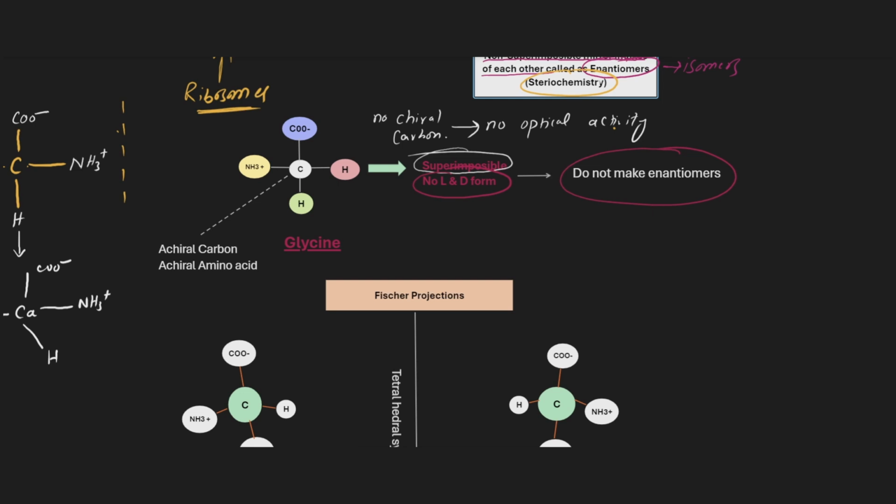So out of the 20 amino acids, glycine is an exception because it has no chiral center. It doesn't exhibit any optical activity. It makes superimposable mirror images, so its L and D forms are not possible. So in stereochemistry, they are not going to make any enantiomers.